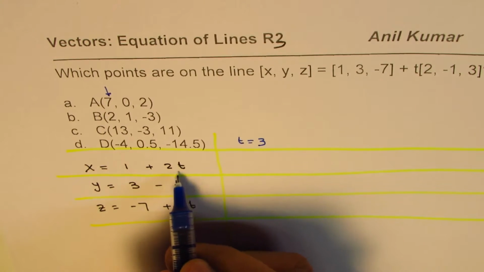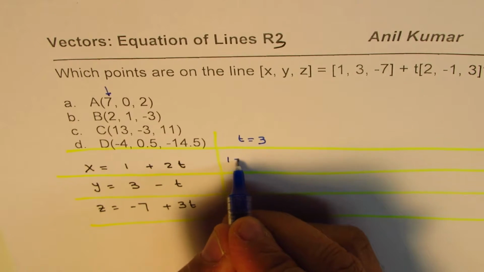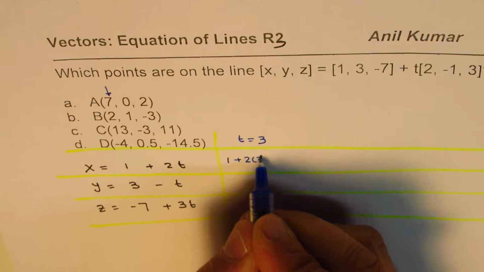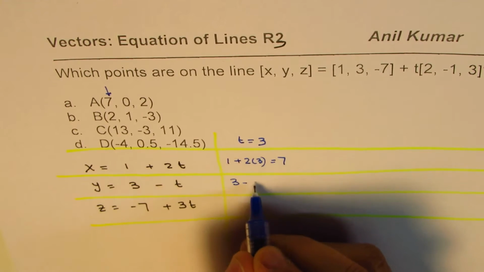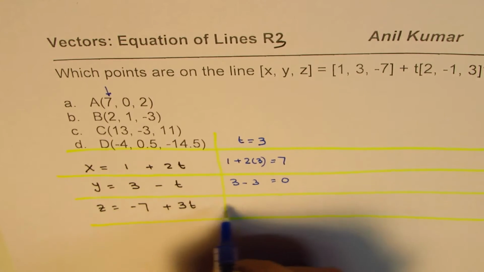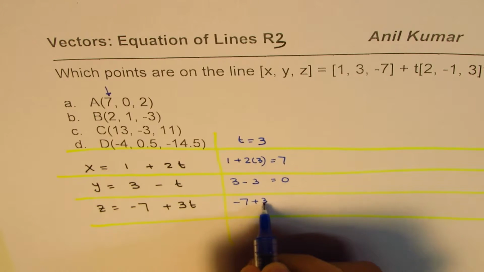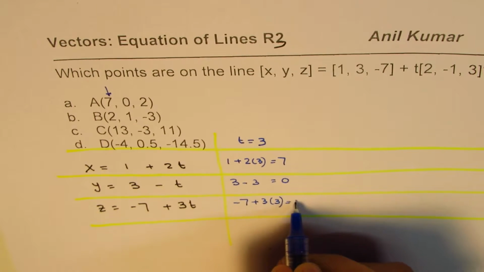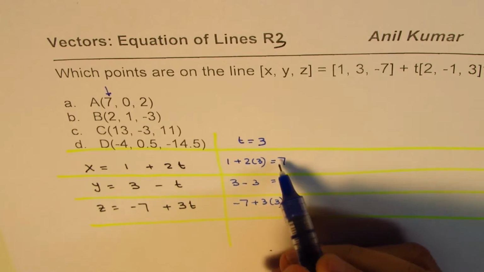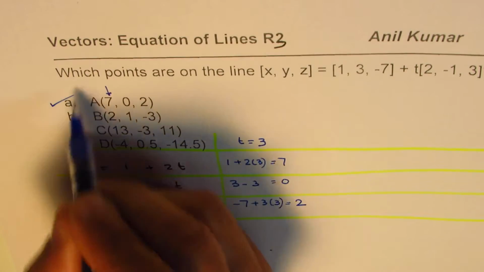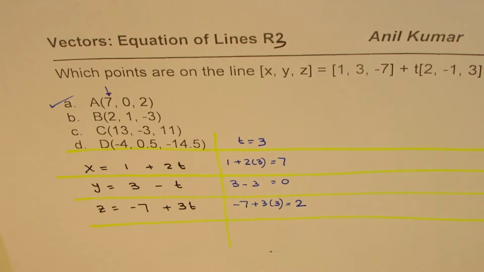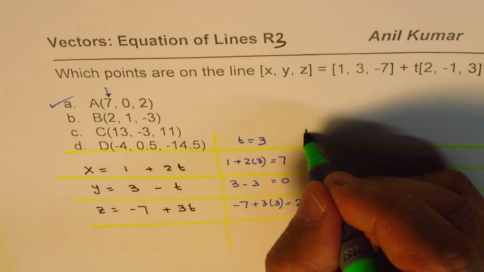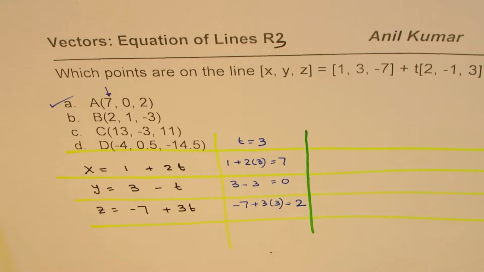So if I write 3 here, I get 1 plus 2 times 3, which is 7, right? And then we have 3 minus 3, that is 0. And then we have minus 7 plus 3 times 3, which is 2, right? And then you match 7, 0, 2. It matches. So this is perfect. We say this lies on the line. You get an idea, right? How simple it is. This is how you should be doing it. Let me do one more, okay?